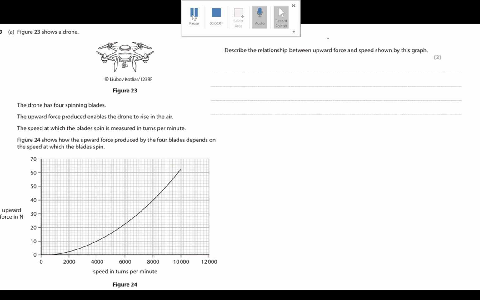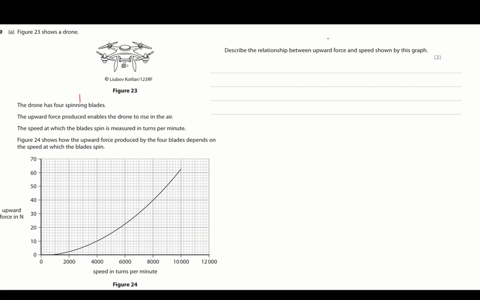Okay, question 9 is going to be about energy transfers. Figure 23 shows a drone. The drone has 4 spinning blades. So already I can see we've got kinetic energy. The upward force enables the drone to rise into the air. The speed is measured in turns per minute, and I can see that down here.